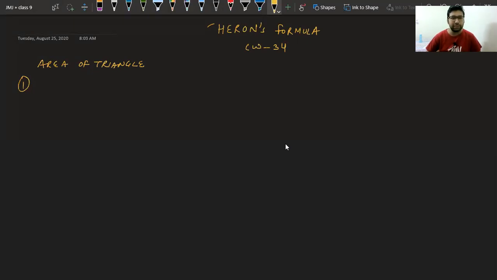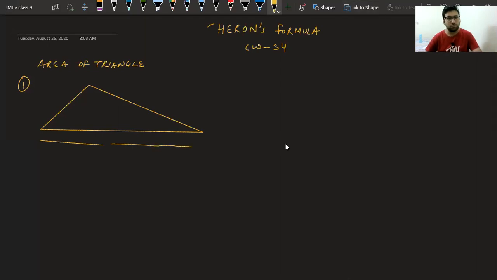Suppose you have a triangle like this. In this case, we have taken this as base. A, B, C. And I'm drawing a perpendicular from vertex A on the base like this. Then we can say if this is H and this is B, then area of triangle ABC is given by half into base into height.